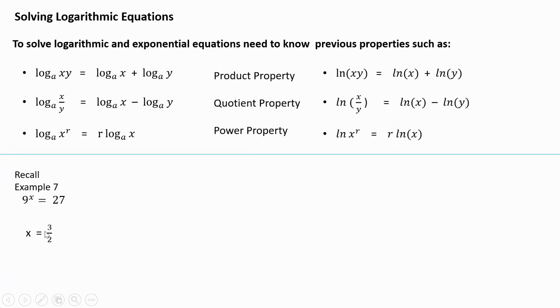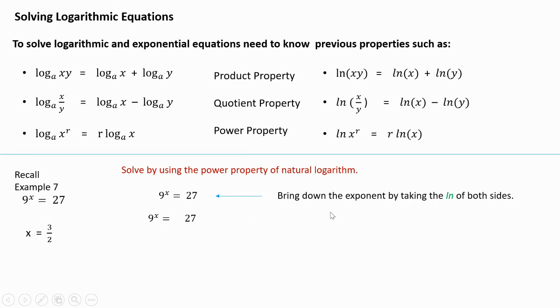So for example, this was my answer, correct? Remember from the previous slide, the example number 7. Now, this is how you solve it, by using the property of the natural log. You're going to take the ln on both sides. You bring down the exponent by taking the ln on both sides, right? So you're going to take the ln of 9x and the ln of 27.